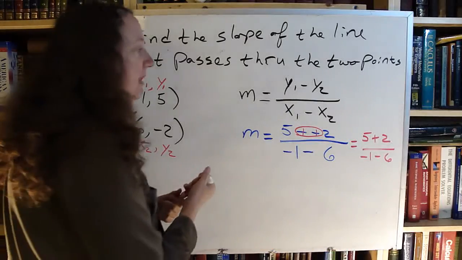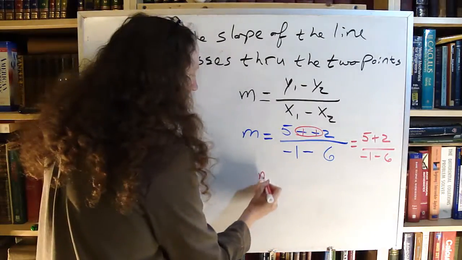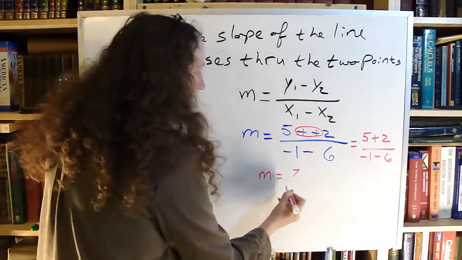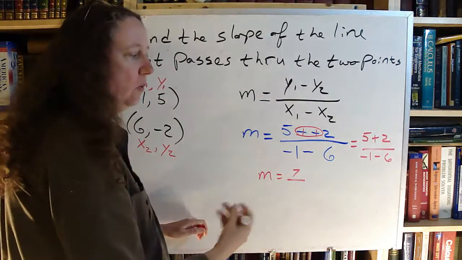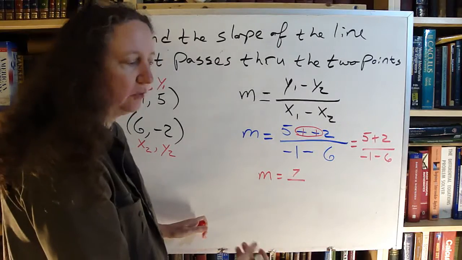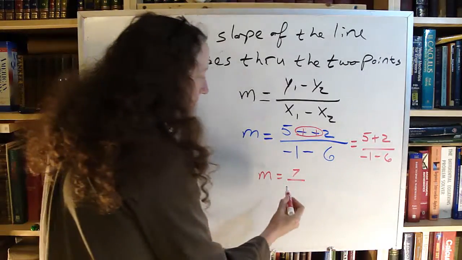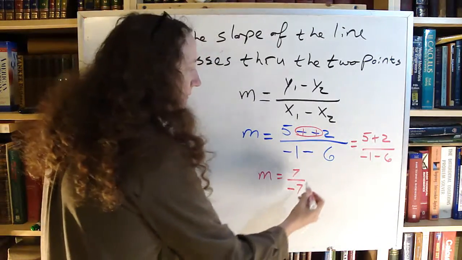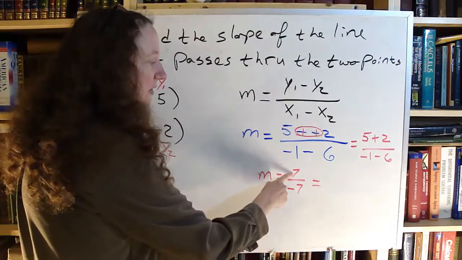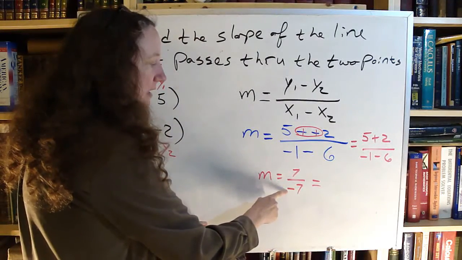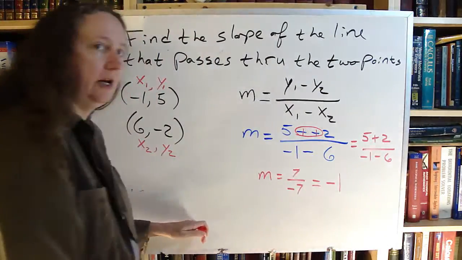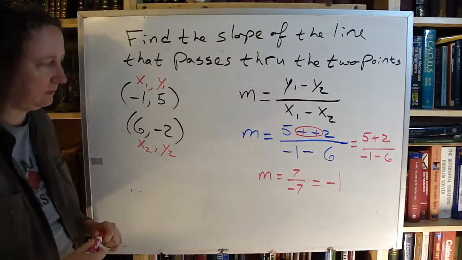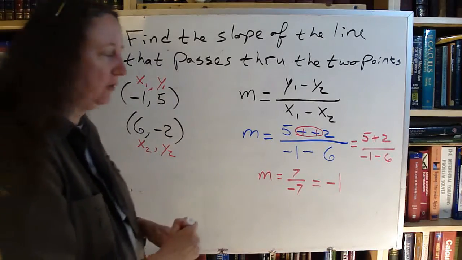So now I'm going to do the 5 plus 2. I get 7. I do the -1 minus 6. You owe $1, you go out, you buy another $6 worth of stuff, you now owe $7. So -7. Positive 7 divided by -7 equals -1. I now have my slope.